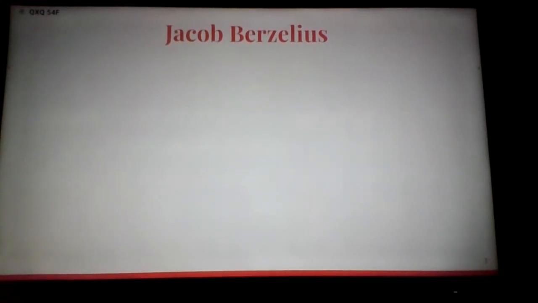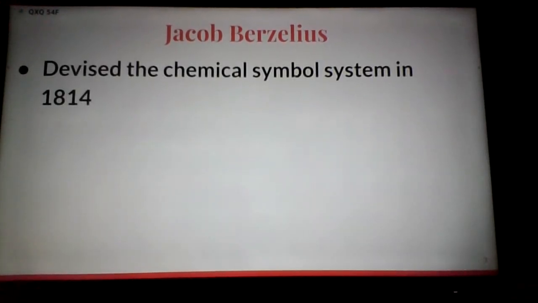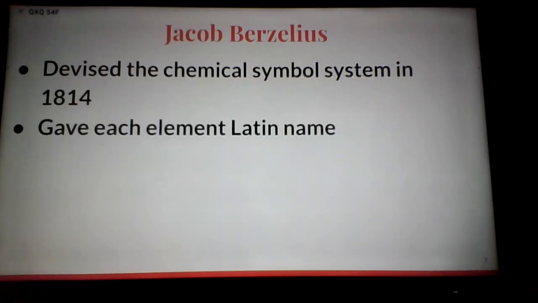Jacob Berzelius. This scientist devised the chemical symbol system that we know of today. You saw some chemical symbols a little while ago. Gold, Au, copper, Cu, and so on. And this started in 1814. Berzelius gave each element a Latin name. Now, we have some names from the English and some names from the Latin, and we'll talk about the chemical symbols where some of them may not look like they make sense, such as potassium.